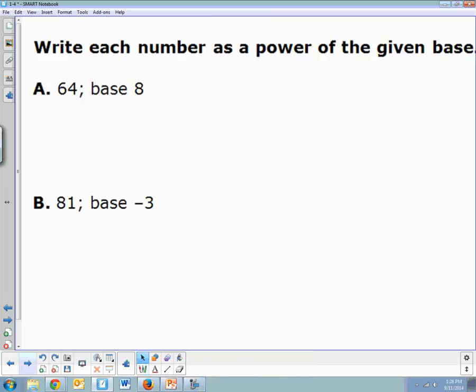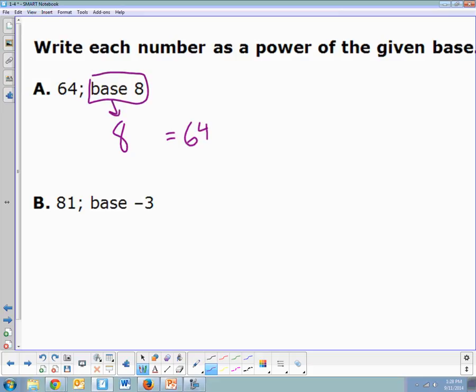Last one here. I'm going to do one of these, and then I'd like you to try one on your own. I'll do A. It says write each number as a power of the given base. It's a weird way of asking a question. What they're looking for is, we know the base is 8, and we know the answer is 64. They give us the base and the answer. We've got to figure out what exponent would go here.